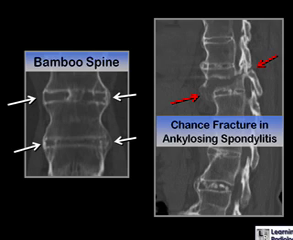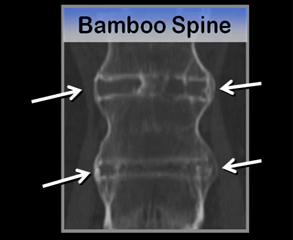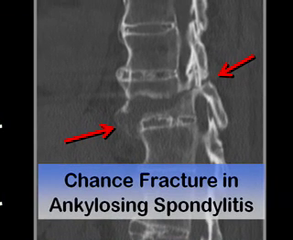This image shows the appearance of the bamboo spine. This is a coronal reconstruction of a CT scan of the lumbar spine, and the white arrows are pointing to the thin syndesmophytes. This image demonstrates a transverse fracture through the posterior elements and the vertebral body, which is a chance fracture in a patient with ankylosing spondylitis. Sclerosis on either side of the fracture line, and this very well could lead to a pseudarthrosis without operative intervention.